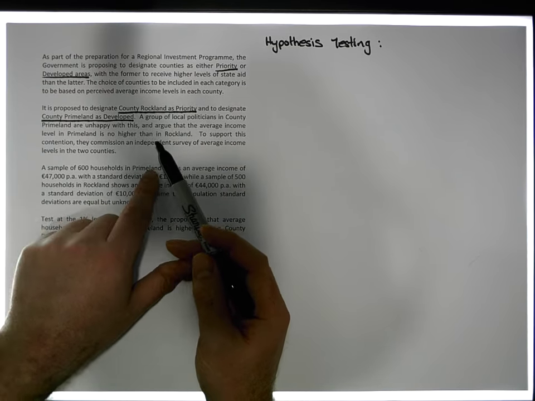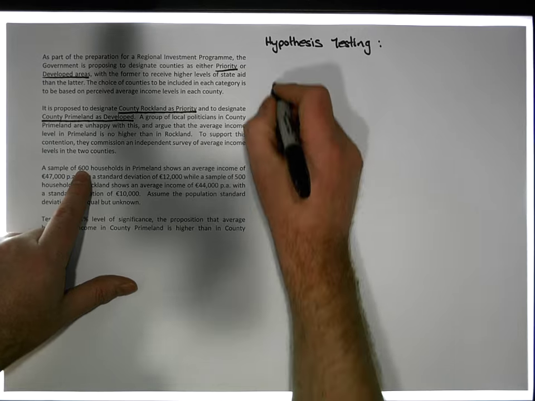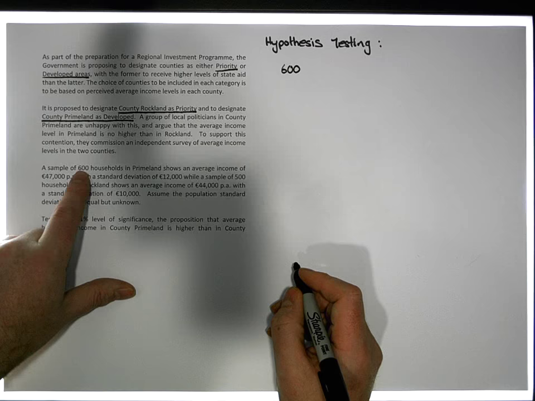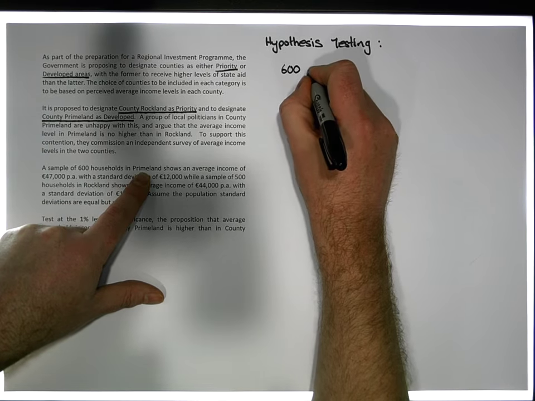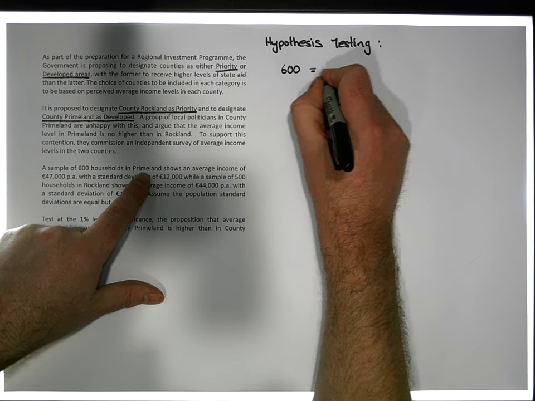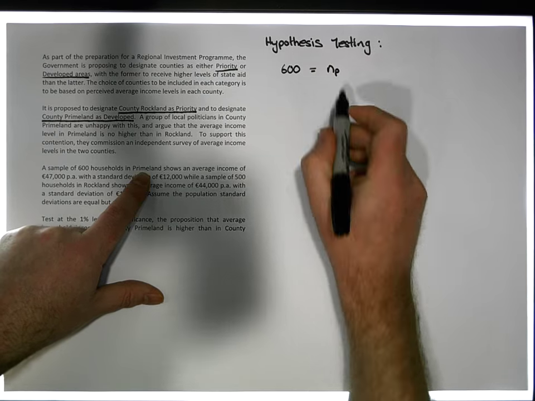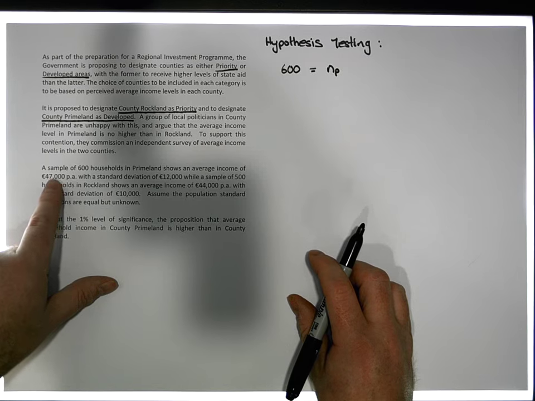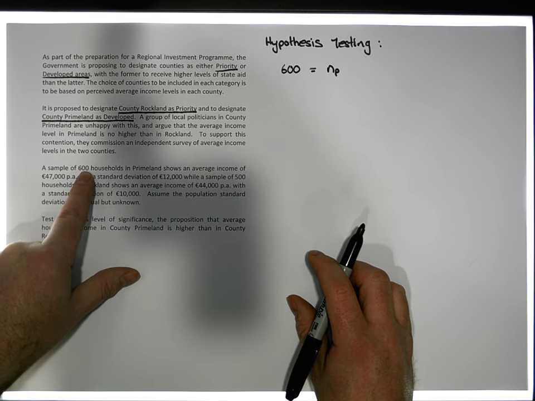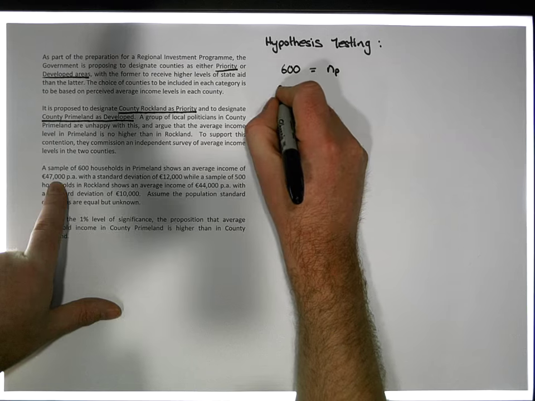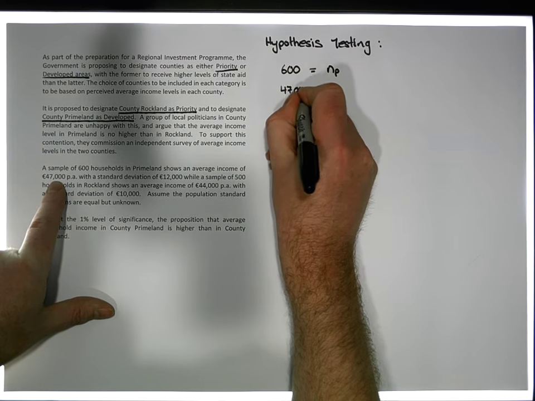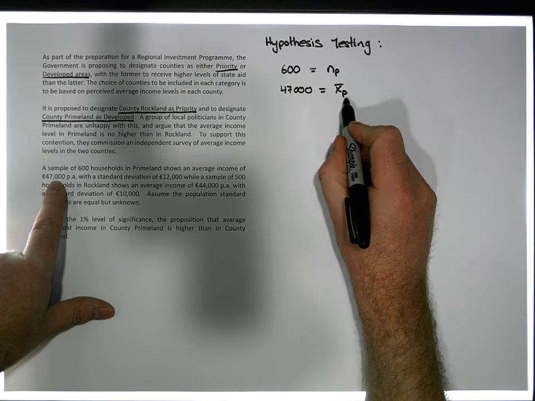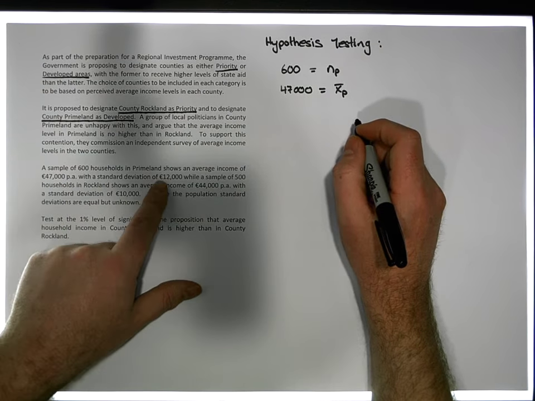So we're given two sets of information based on two different samples. The first sample is with respect to Primeland, and there were 600 households. Let's write that down. That was the sample size for Primeland, small n subscript P. And they had an average income of 47,000. In other words, the average of the sample of 600 households was 47,000 euros. So that's X bar subscript P for Primeland, with a standard deviation of 12,000.